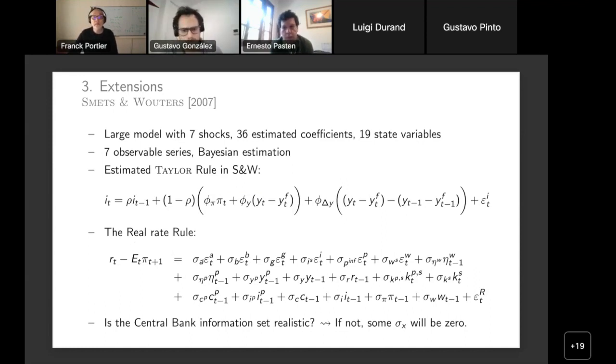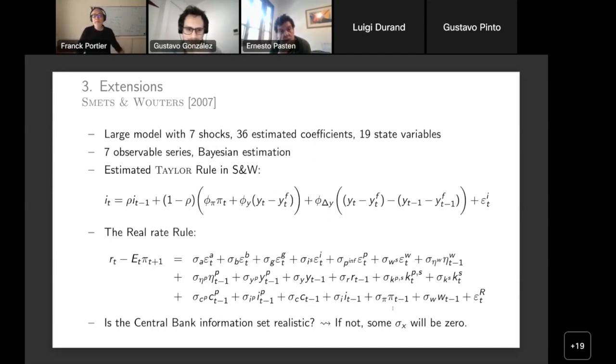So you need to observe all the shocks, but you also need to observe what output would have been in the next period had prices been flexible. You need to observe what the capital stock would have been yesterday if prices were flexible, this kind of thing. That may look crazy, but if the central bank doesn't observe that, then those coefficients will be 0. So it doesn't hurt.